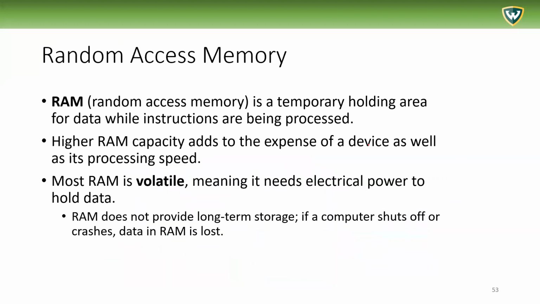Random access memory. Random access memory is a temporary holding area for data while instructions are being processed. Higher RAM capacity adds to the expense of a device, the cost, but also its processing speed. Most RAM is volatile, meaning it needs electrical power to hold data. So RAM does not provide long-term storage. Things are always changing and moving around in RAM. If a computer shuts off or crashes, data in RAM is lost.